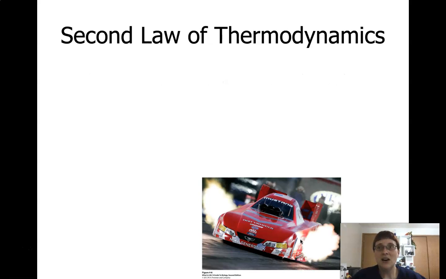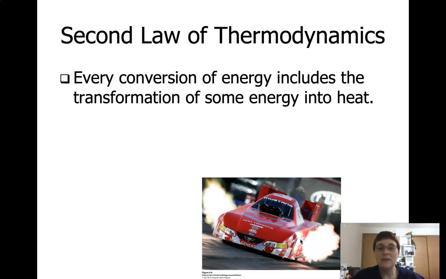So the second law of thermodynamics says that every conversion of energy includes transformation of some of that energy into heat. And so this is why very little of the sunlight that comes in is going to get converted into chemical energy by plants, and why very little of the food that we eat gets turned into useful energy.